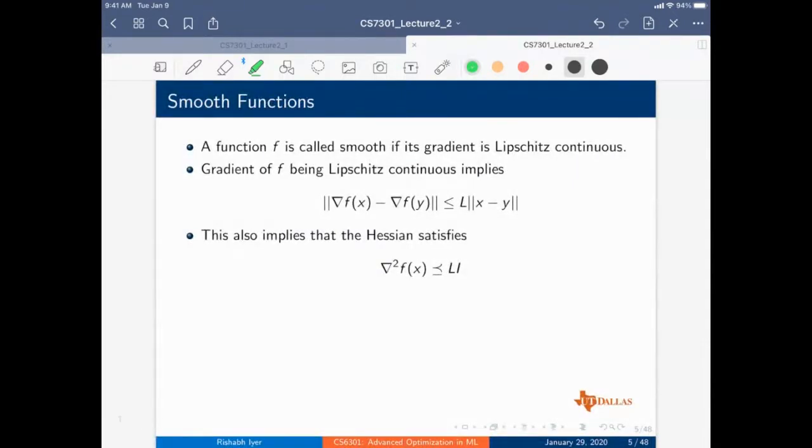In turn, this implies that the Hessian matrix of f is less than or equal to L times I in the positive semi-definite sense. In other words, the Hessian minus L times I is negative semi-definite.